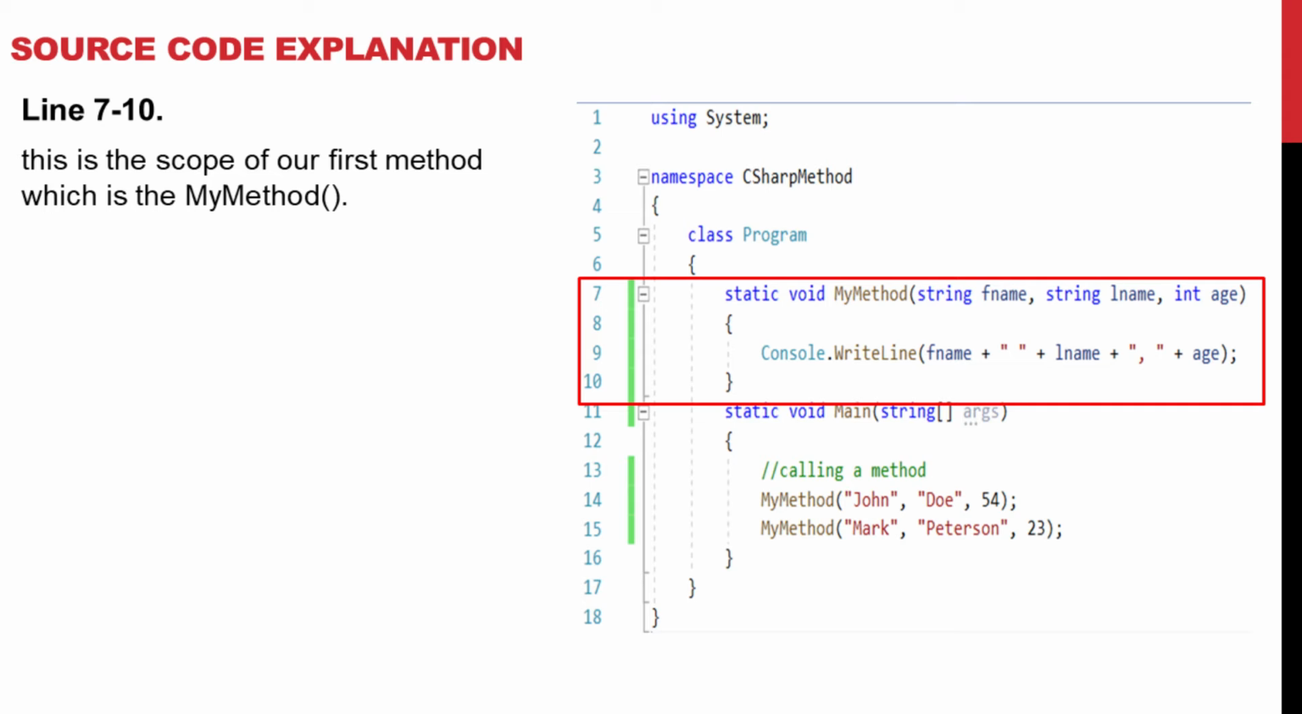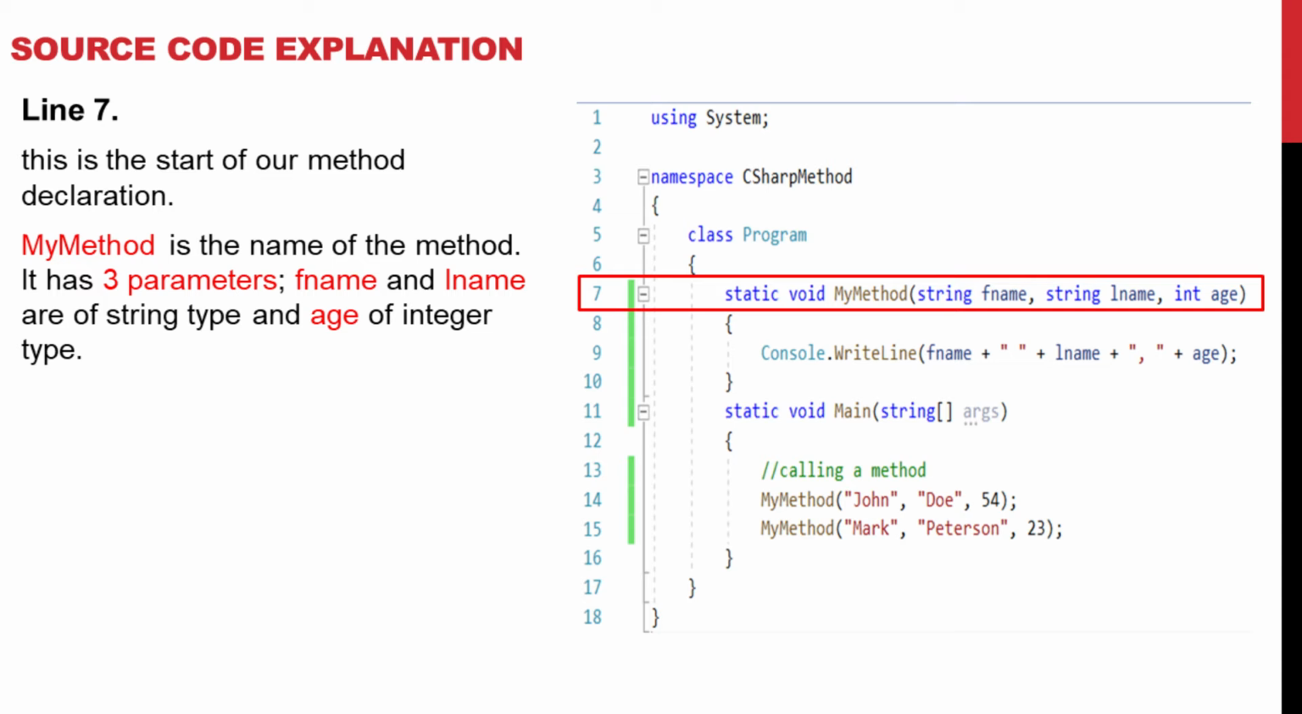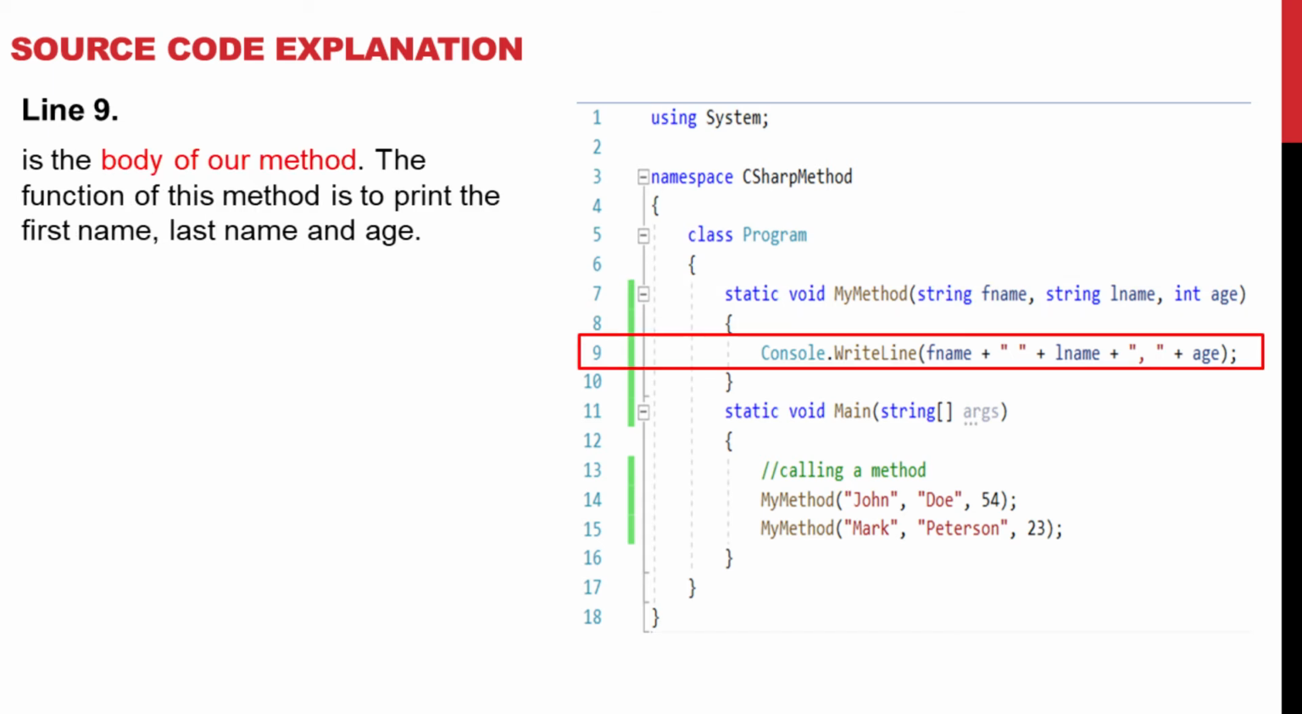Line 7 to 10. This is the scope of our first method, which is MyMethod. Line 7. This is the start of our method declaration. MyMethod is the name of the method. It has 3 parameters: fname and lname are of string type and age of integer type. Line 9. This is the body of our method. The function of this method is to print the first name, last name and age.